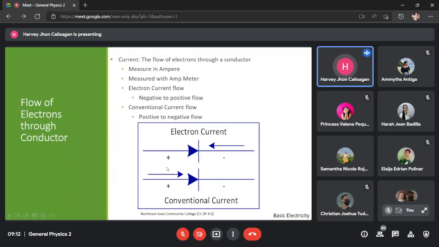If you are in the laboratory, maybe I can present to you the illustration of the ammeter. If you have time, you can just Google it and look for a picture of a sample ammeter. Now, try to look at this picture, class. This is how the electron current flows, from negative to positive.